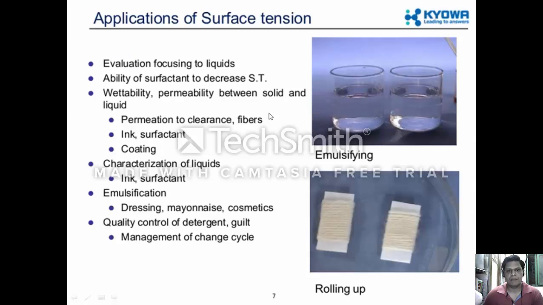Next, what are the applications of surface tension? There are numerous applications of surface tension. The first is evaluation of liquids, the ability of a surfactant to decrease surface tension, and wettability and permeability between solid and liquid. Then characterization of liquids such as ink, and emulsification, that means dressing, manipulation, cosmetics. Then quality control and management of chain cycle.